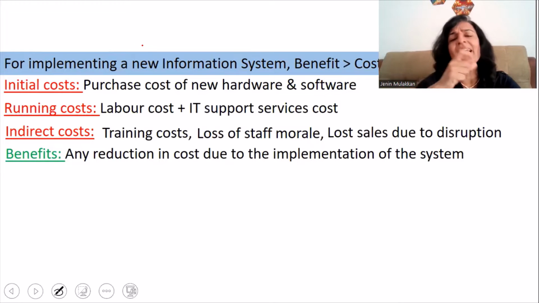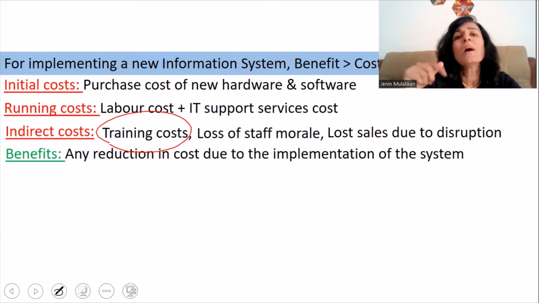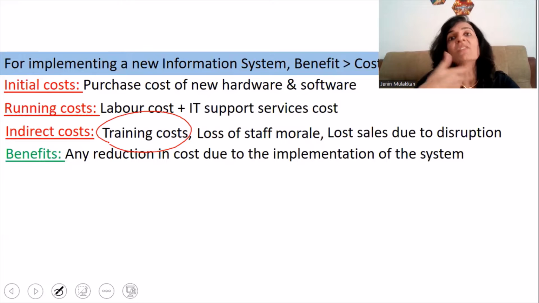Now there are certain indirect costs of getting the information. That is mainly the training cost. Why is training cost considered an indirect cost? Because when the employees are getting trained, we are not getting any information. That is why it is termed as an indirect cost of getting information.